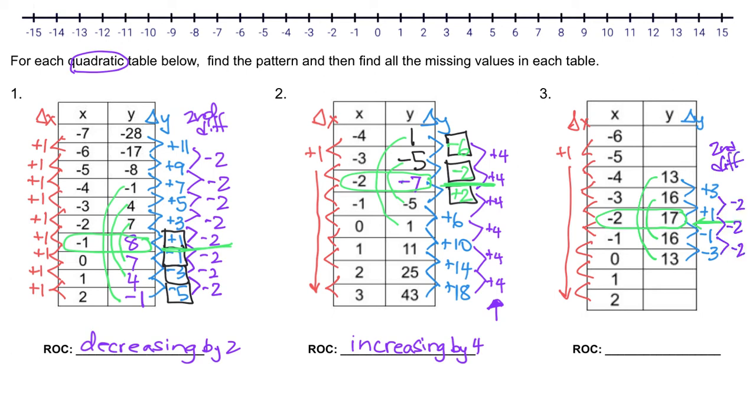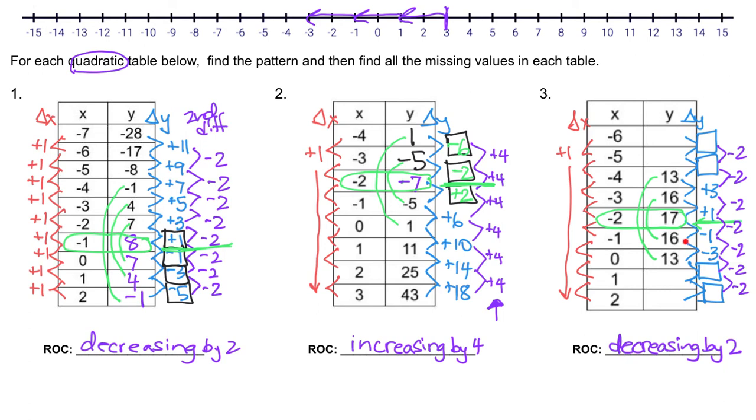So we see we get a negative 2 here, that 3 to 1 is going down by 2, and then 1 to negative 1 is going down by 2, and negative 1 to negative 3 is going down by 2. And that means that our rate of change is decreasing by 2. Let's use this information to fill in the rest of our table. I generally think it's easier to work down our table because that's what we're most used to.